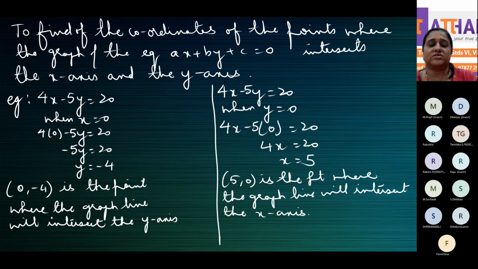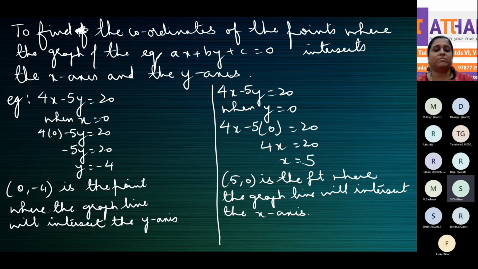Dileepan, read what I've written on the screen. To find the coordinates of the points where the graph of the equation ax plus by plus c equals 0 intersects the x-axis and the y-axis.